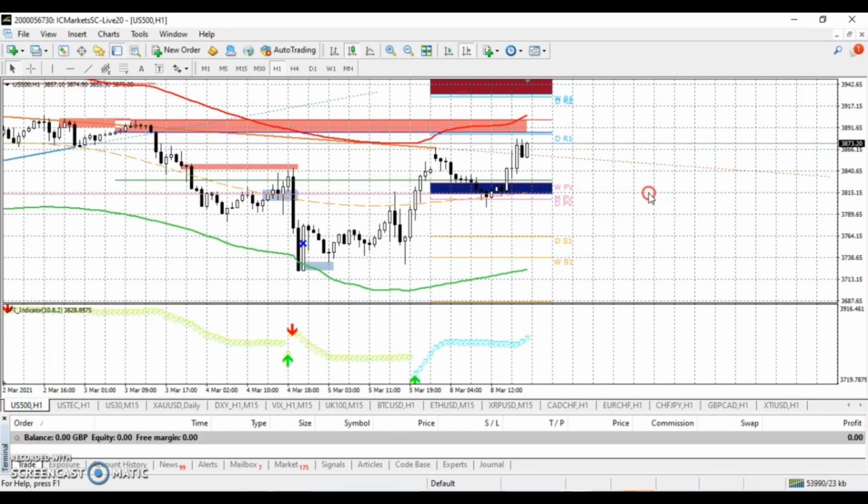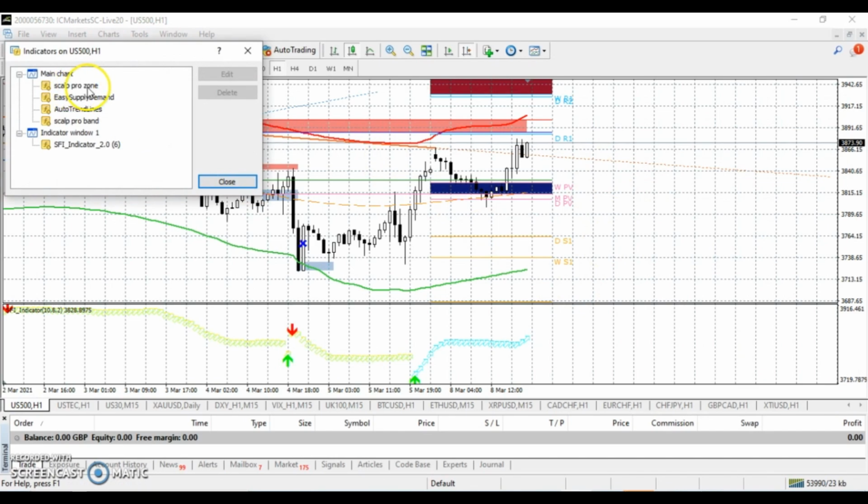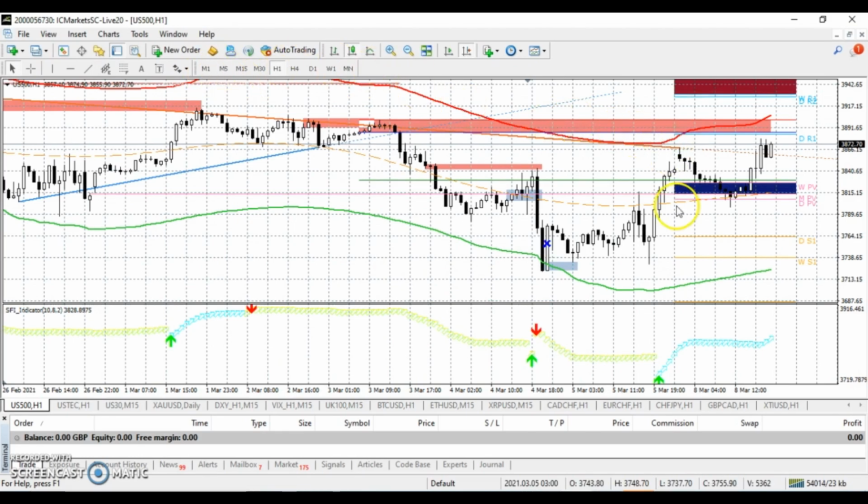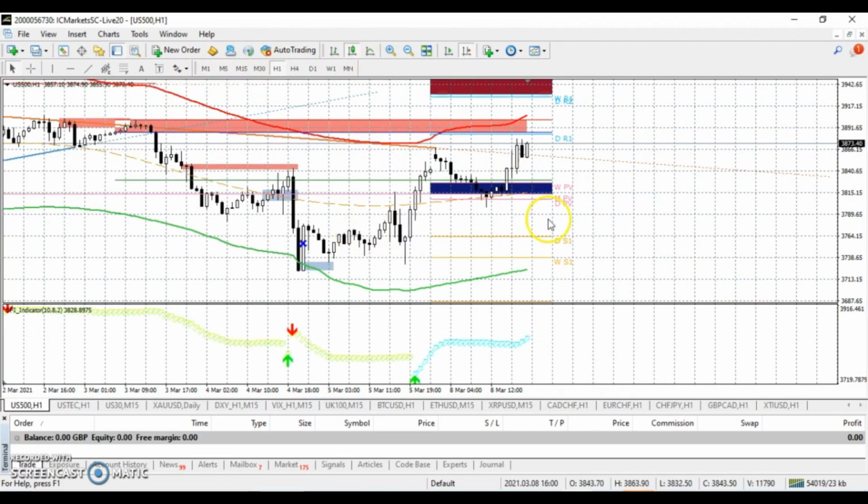So basically the indicators that I have here, I'll right click it, I'll show you the indicator list. I have the Scott Pro Zone and the Scott Pro Band and the SFI, right? I'll just draw your attention to them. So the Scott Pro Band is this here. See the red band on the top and the green band on the bottom? That's your Scott Pro Band, okay? And your Scott Pro Zones are those levels, right? DR1, WS1, DS1, all these, that's your Scott Pro Zones.